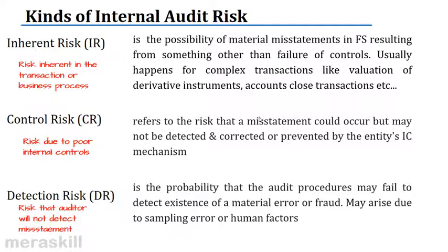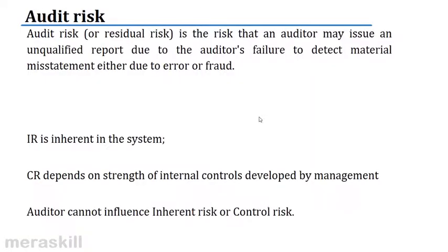Control risk is the problem of the management. Inherent risk just exists as it is. Neither the management nor the auditor has any control. Clear? It just exists. It's an inherent risk. Now, what is audit risk? It is a residual risk. Audit risk is a combination of these three risks. It is the risk that an auditor may issue an unqualified report due to the auditor's failure to detect material misstatement, either due to error or fraud.